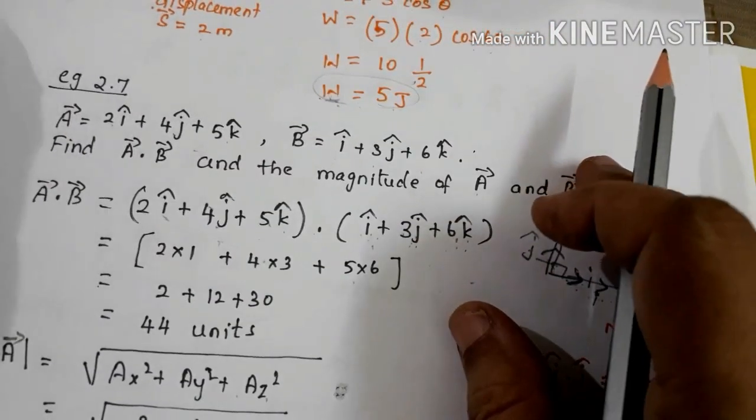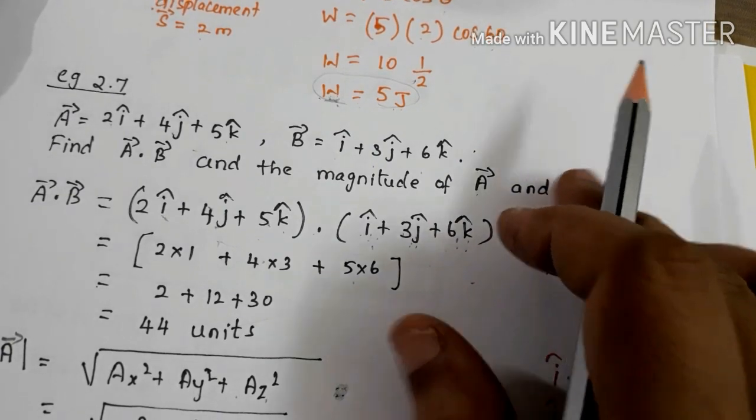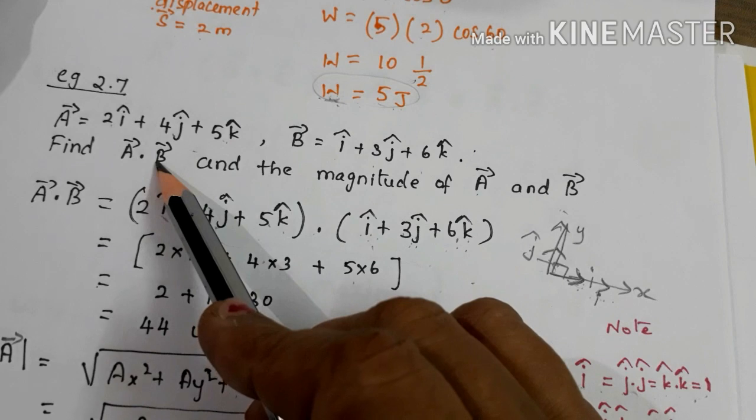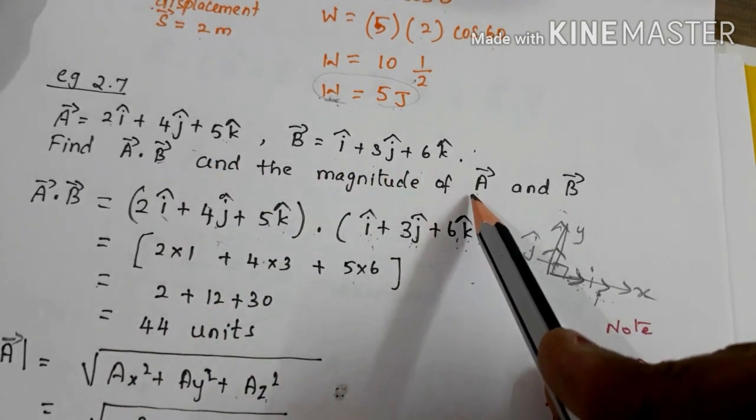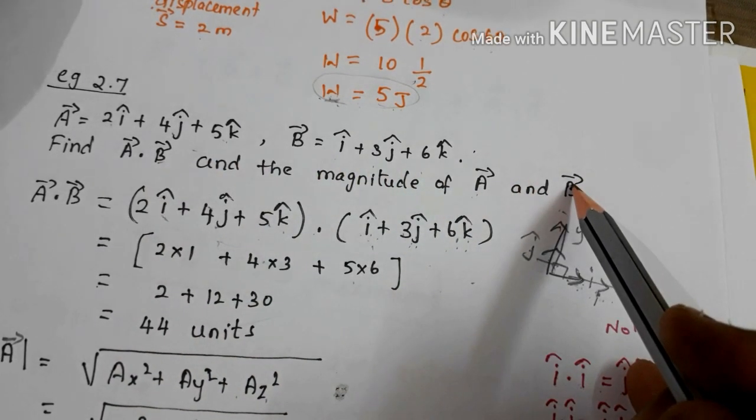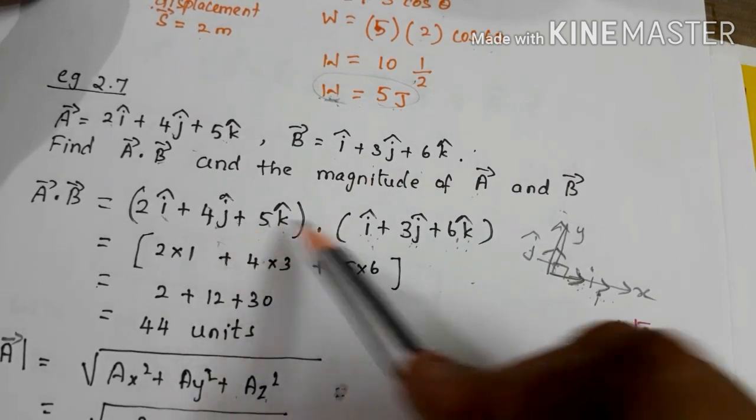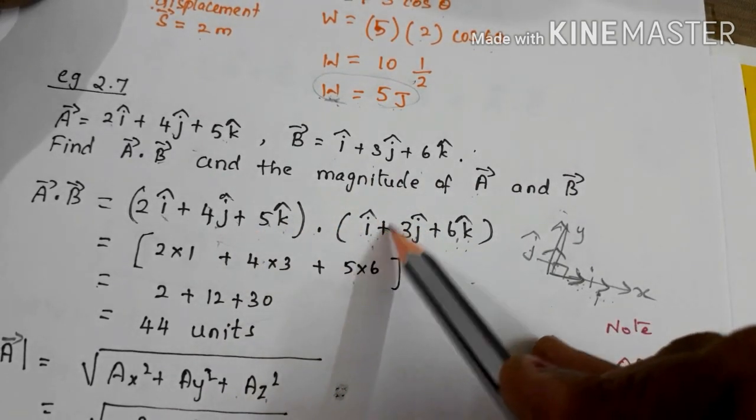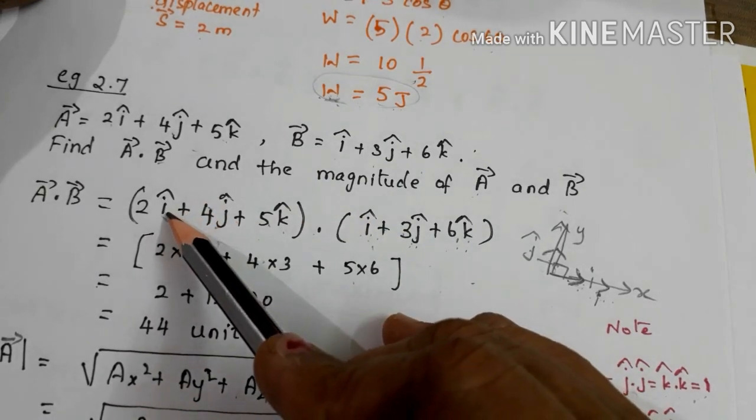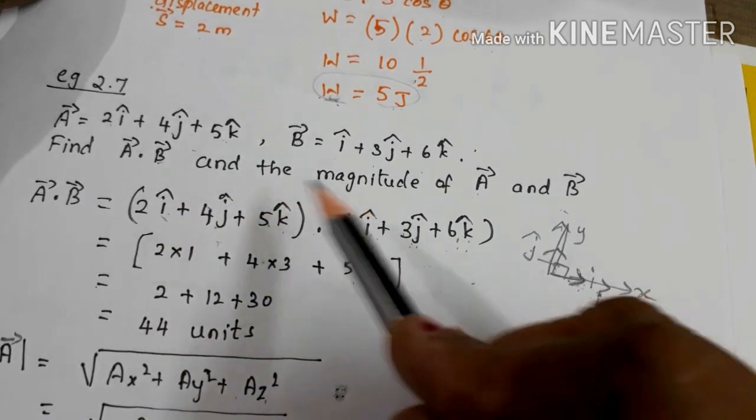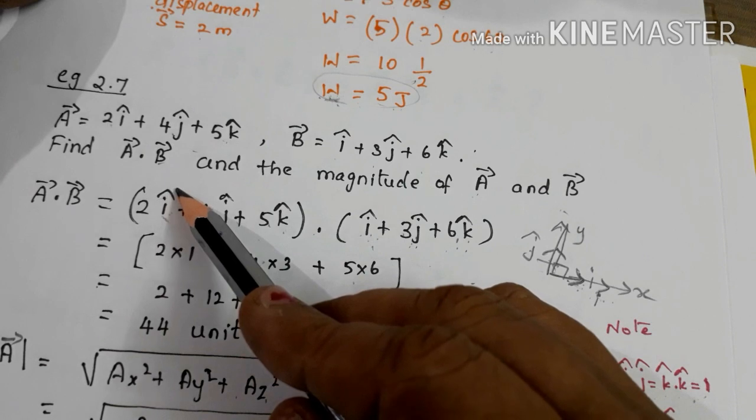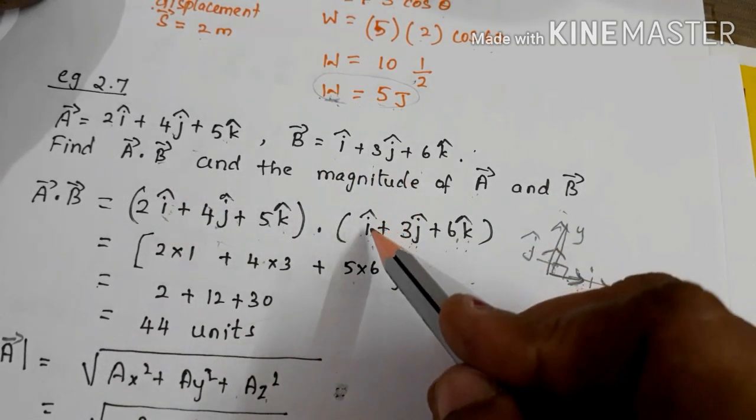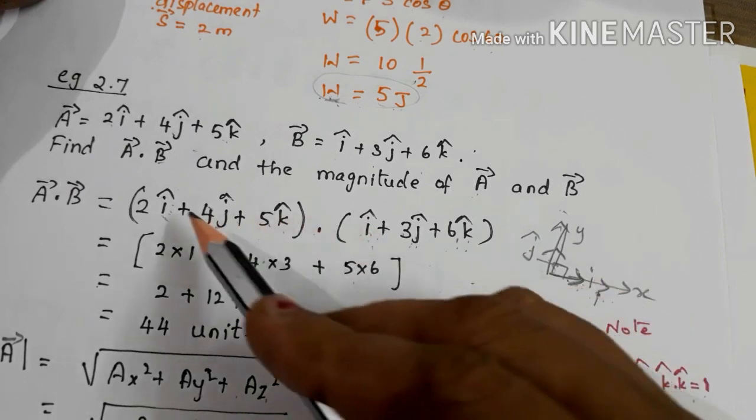Here I have given you a numerical problem. You can see two vectors. You have to find the dot product of the two vectors, and you also have to find the magnitude of vector A and vector B. How to multiply this? It is not like ordinary algebra. In this case, the unit vector i cap should be multiplied with the unit vector i cap only.